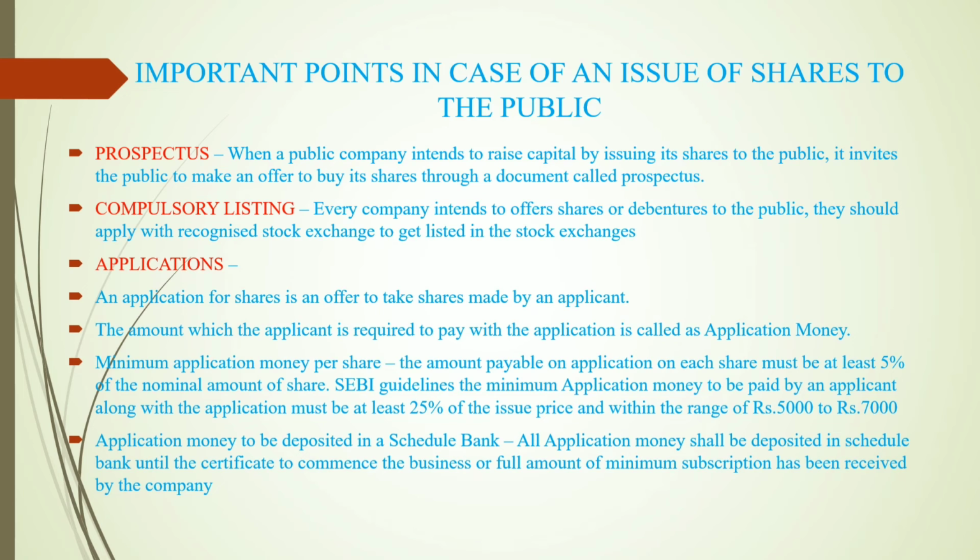And next one is compulsory listing. Every company that intends to offer shares or debentures to the public for subscription by the issue of prospectus should, before such issue, make an application to at least one recognized stock exchange for permission for the shares or debentures intended to be so offered to be dealt in on the stock exchange. The name of such stock exchanges must be stated in the prospectus.